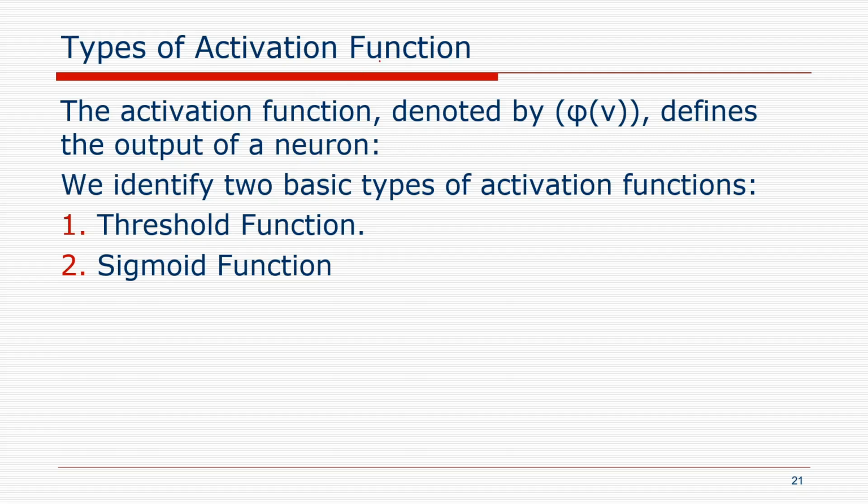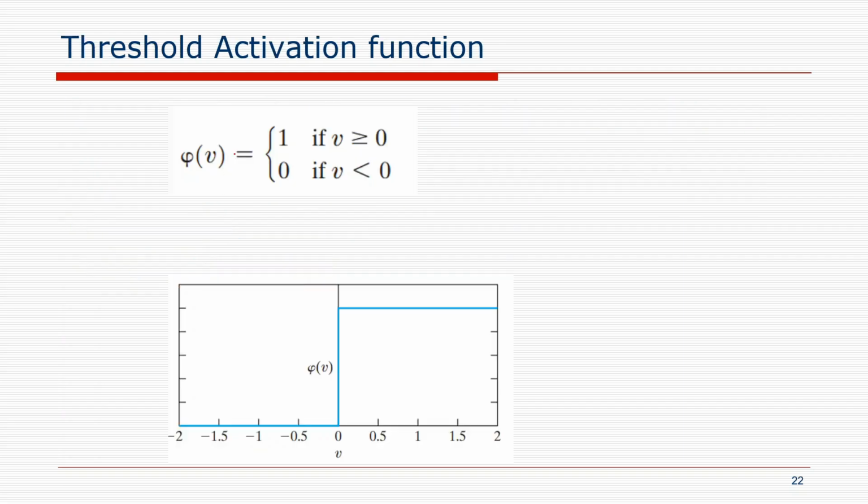These are the different types of activation functions with respect to the model of the neuron. There are many different types of activation functions, but we will look at two types: a threshold function and then the sigmoid function. In the case of the threshold function, the input is given by V.